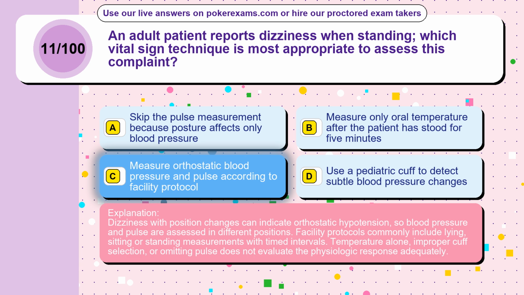Dizziness with position changes can indicate orthostatic hypotension, so blood pressure and pulse are assessed in different positions. Facility protocols commonly include lying, sitting, or standing measurements with timed intervals. Temperature alone, improper cuff selection, or omitting pulse does not evaluate the physiologic response adequately.